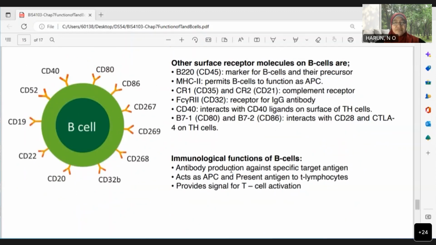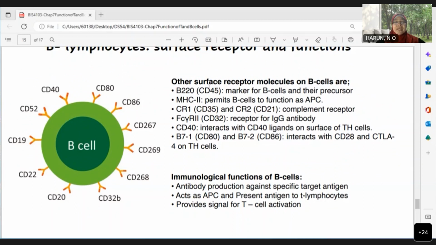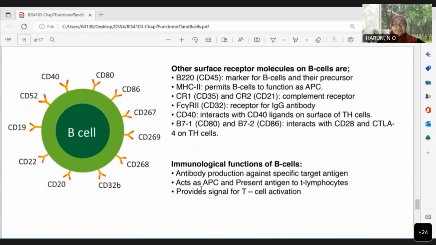The immunological function of the B cells: antibody production against specific target antigens, acts as APC and also presents antigen to T lymphocytes. And at the same time, it will provide signal for T cell activation. So this is its purpose. Okay. And here also are other surface receptor molecules on the B cells. For example, the CD40 that we saw just now, the counterpart of CD40 on the T cells, CD4 or CD8 T cells, is CD40L. Okay. For CD19, 22, and so on and so forth.